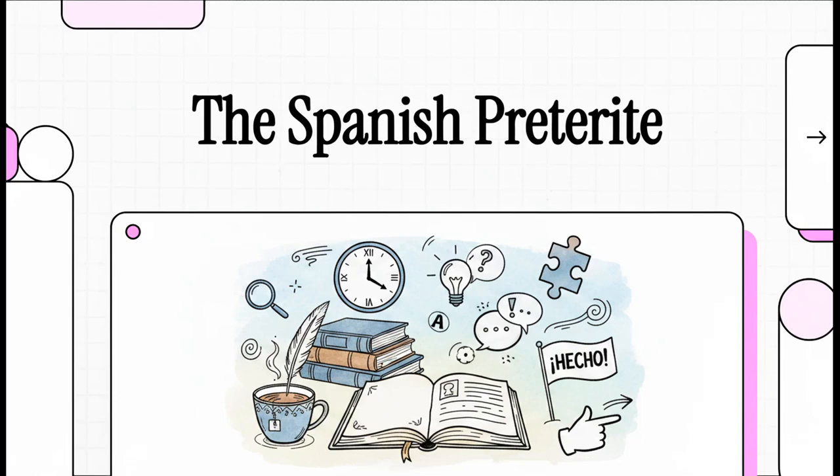I am absolutely thrilled to have you here for today's explainer. If you've been banging your head against the wall trying to figure out how to talk about the past in Spanish, well, you are in exactly the right place. Today, our ultimate goal is mastering the Spanish preterite. That's the specific past tense we use for totally completed actions. So grab a notebook, get comfortable, and let's just jump right in and conquer this thing together.